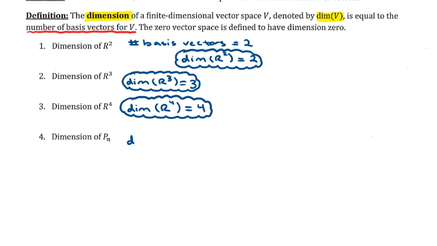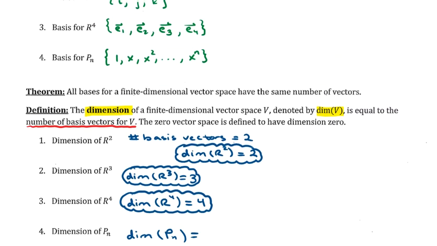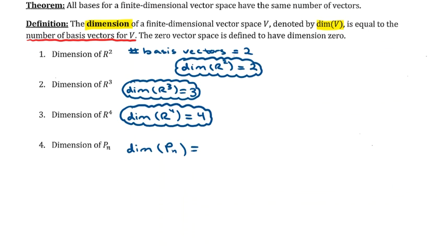Now, the dimension of P sub n is not n, but it is related to n. Let me just scroll back up to show you the basis for Pn. There are actually n plus 1 monomials that are part of the set here. So what that means is there are n plus 1 basis vectors for Pn, no matter which basis you use. Therefore, the dimension of Pn is n plus 1.